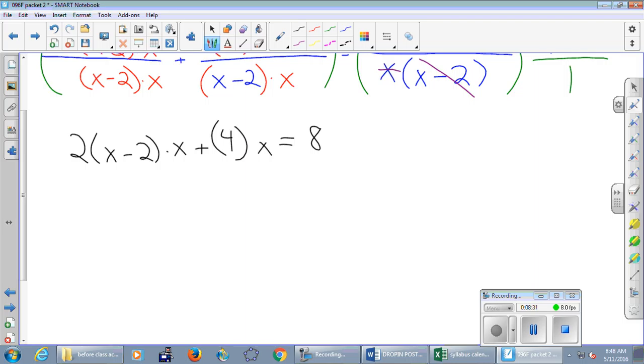So 2x times x is 2x squared. And then 2x times 2, 4x. And then there's a plus 4x over there. And then equals 8. The 4x's cancel, otherwise we'd have a normal kind of quadratic equation with 3 terms in it, and it would either factor or we would use the quadratic formula, but it's even easier here because those x terms cancel. So I get 2x squared equals 8.